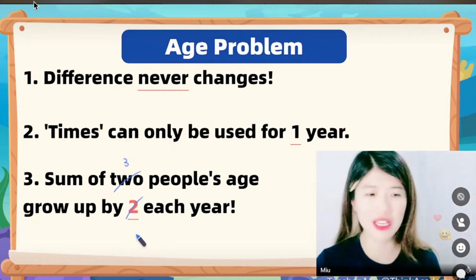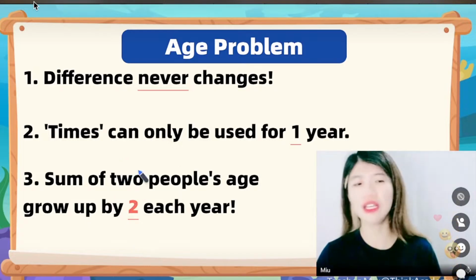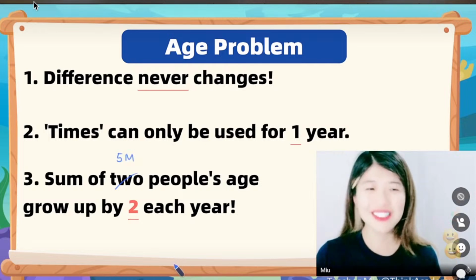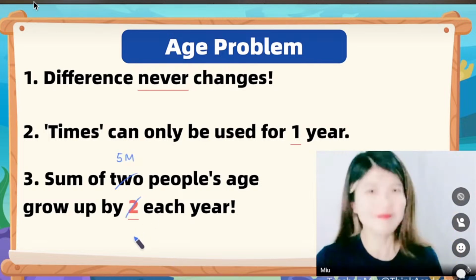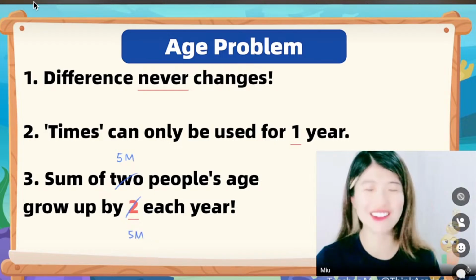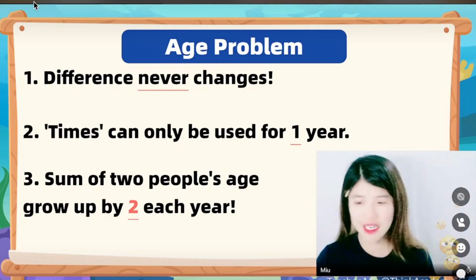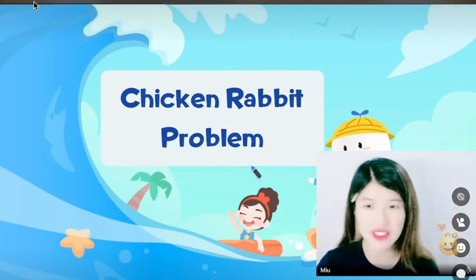No way, it will increase by 3, all right? What if the sum is 5 million people for the whole of Singapore? So the sum will increase by 5 million each year, all right? So this is something you need to remember for age problems. After age problems, let's go to the chicken rabbit problem.